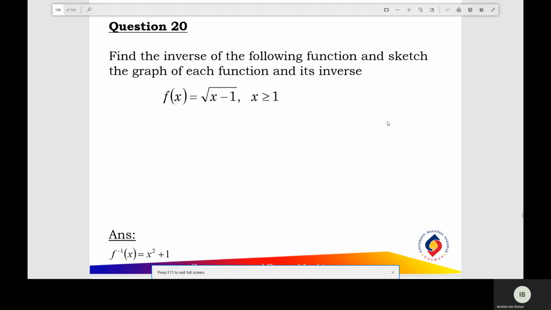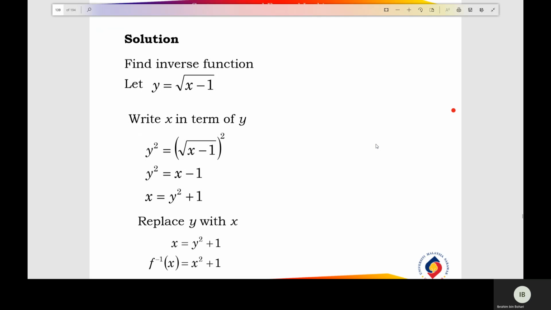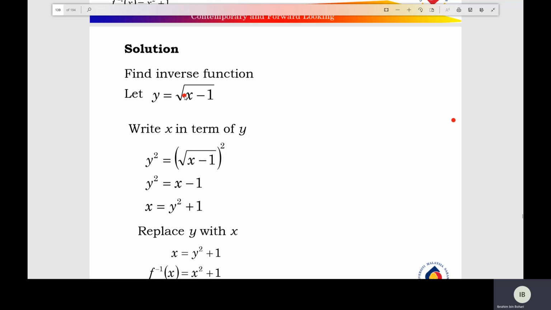Okay, first you check that x is greater than or equal to 1. So the domain of f(x), the square root function here, starts at 1 to positive infinity. Okay, first step, you find the inverse function, the inverse of the square root function.